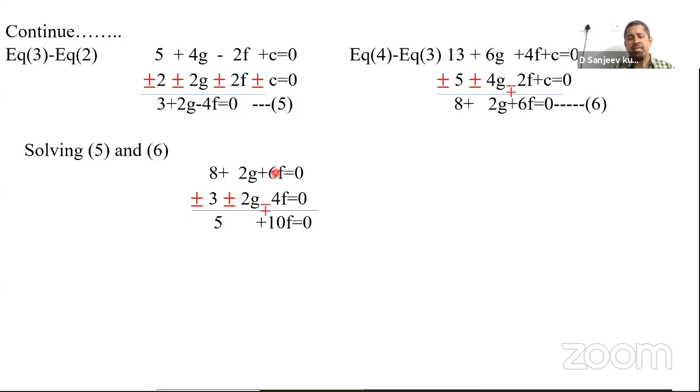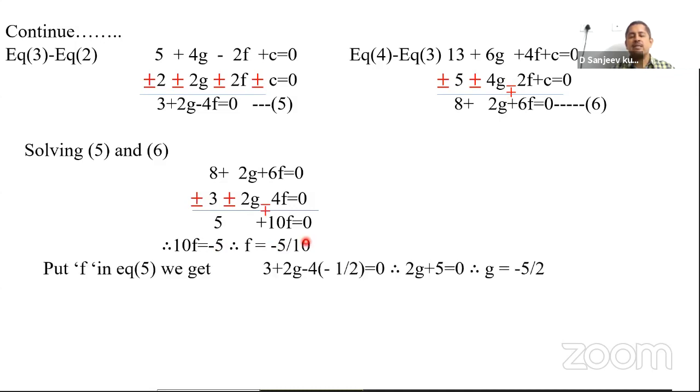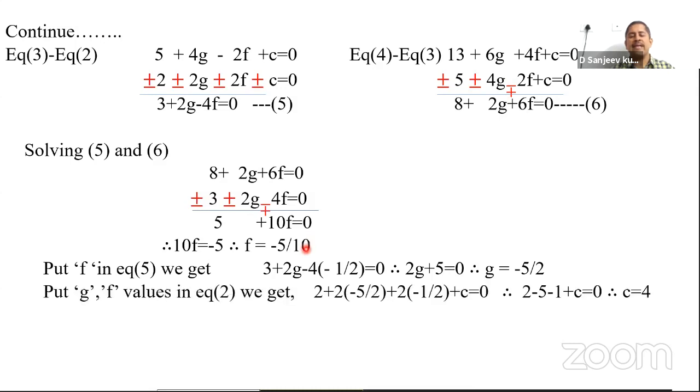5. And 6 minus becomes plus. So 6 plus 4 is 10. So it is 5 plus 10f is equal to 0. So you can write 10f is equal to minus 5. So what is the value of f? Minus 5 divided by 10. Minus 5 by 10 is minus 1 by 2.